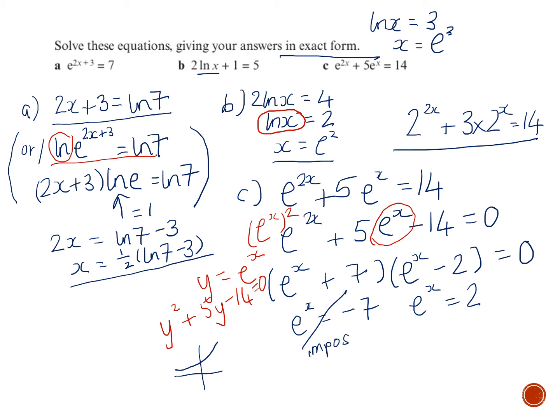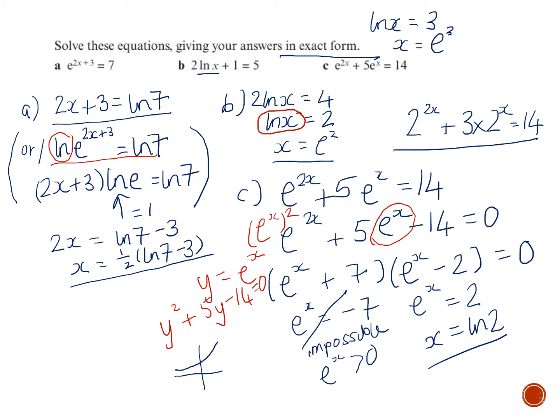Remember, we had some of these before. So I just ignore that one. It's impossible because e to the x is always positive. So the only one I've got to solve is e to the x equals 2. So take logs of both sides, x equals ln 2, and you leave your answer in exact form like that. So there's just one answer for that one.